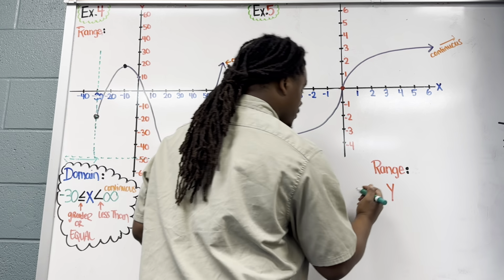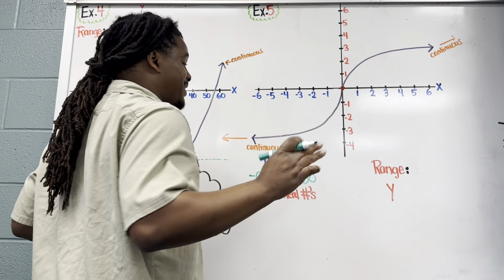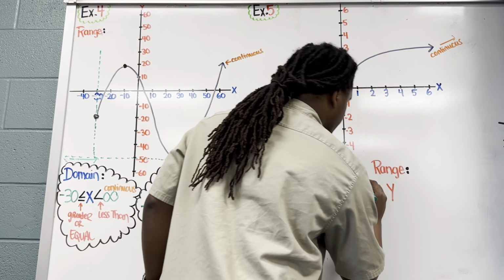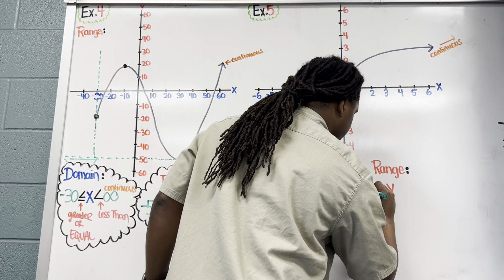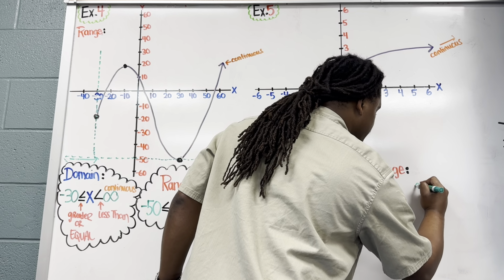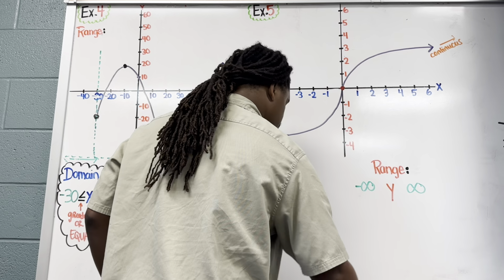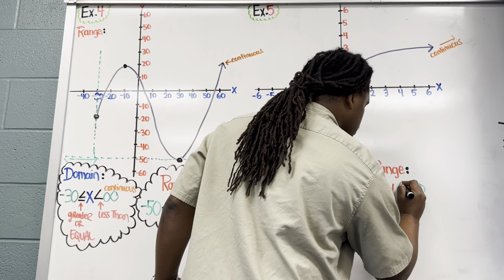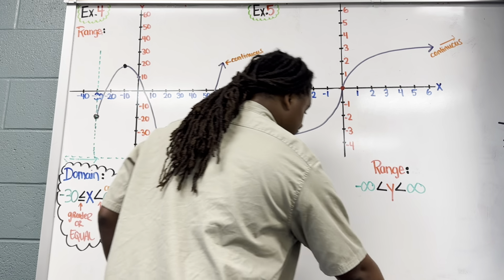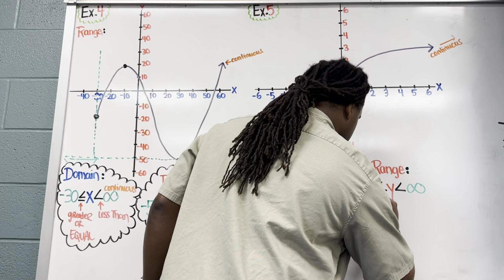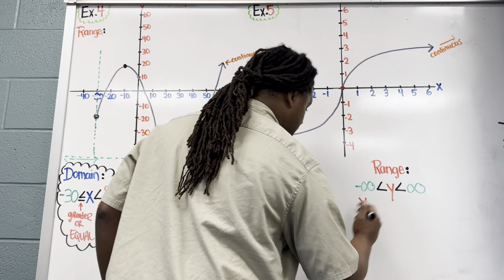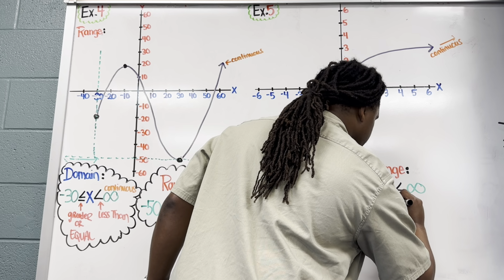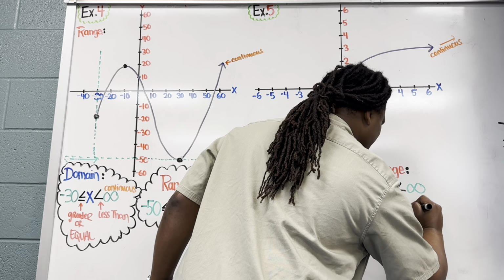The range is all real numbers. The y value can be any number that's along the y-axis, okay? So that's from negative infinity to positive infinity, or you can just write all real numbers. Okay, so either you can write it like this, or you can write it like this, guys. You can put y, and you can say all real numbers.